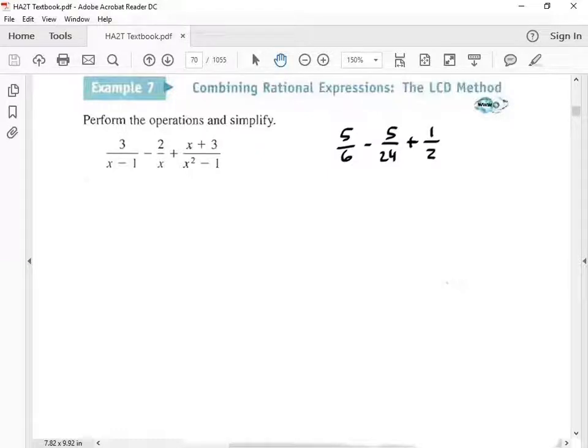You guys are, I'm assuming, pretty good at this. You would say, oh, 6, 24, and 2, they all go into 24. And then you would just make them all 24, and then you would add them together. Yes? You would multiply this 6 by 4, and then multiply top by 4, right? And then this one you would multiply by 12, you multiply top by 12.